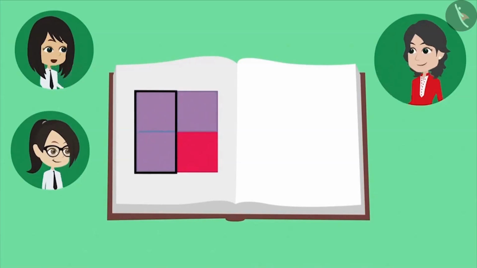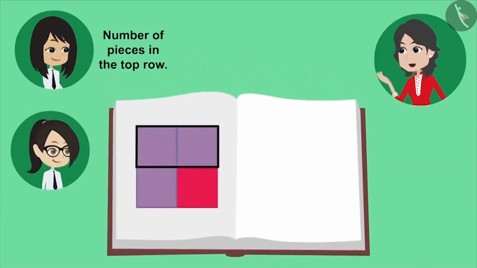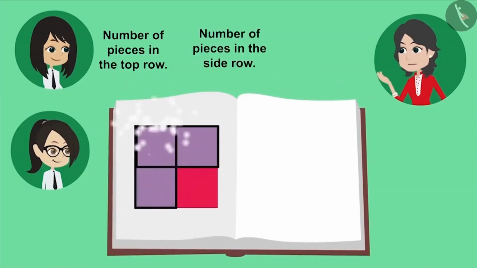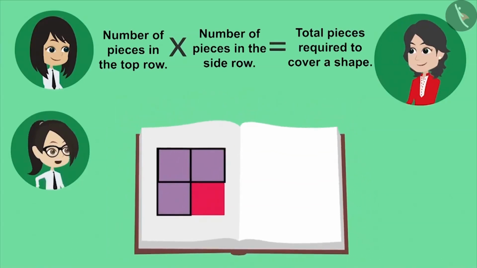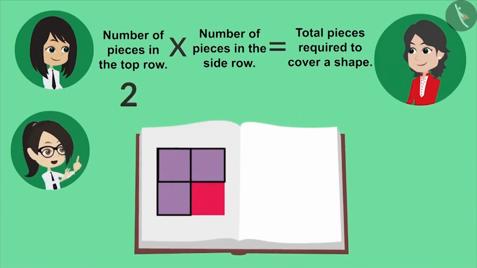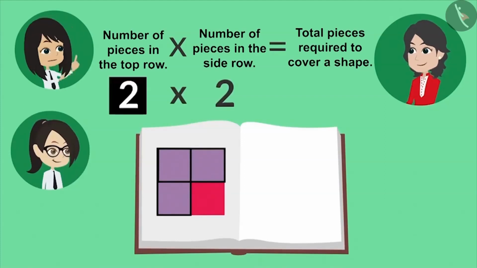Madam, the side row also has 2 pieces. You both are right. Now we will multiply the number of pieces placed in the top row by the number of pieces placed in the side row. This will tell us how many pieces will be required to cover this shape. That means to know how many pieces will be required to cover this shape, we have to multiply 2 by 2. Am I right? Yes.